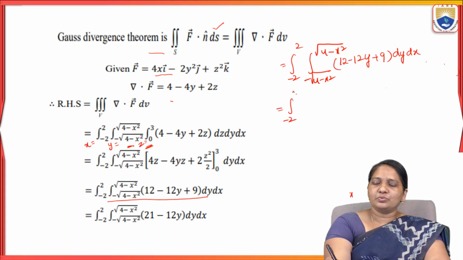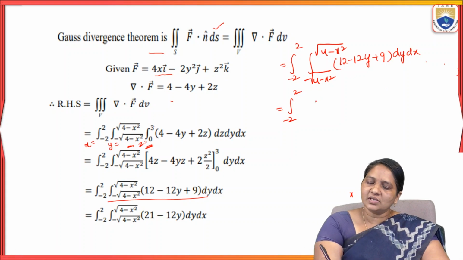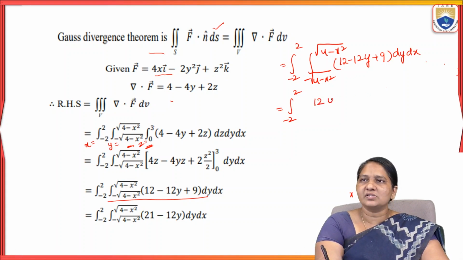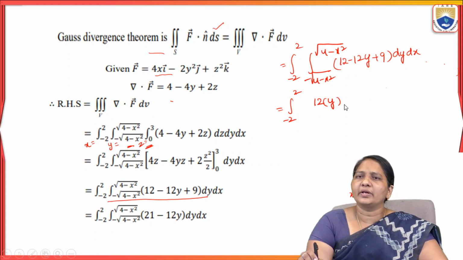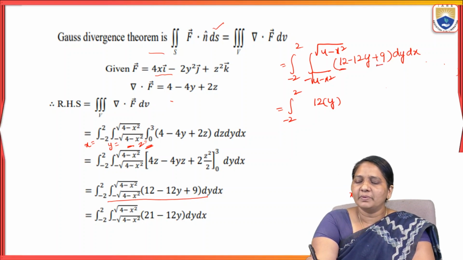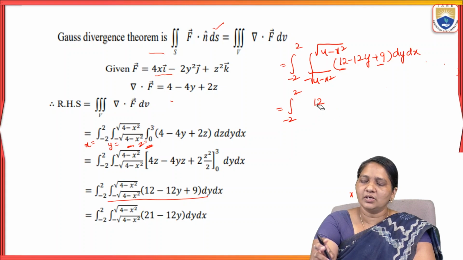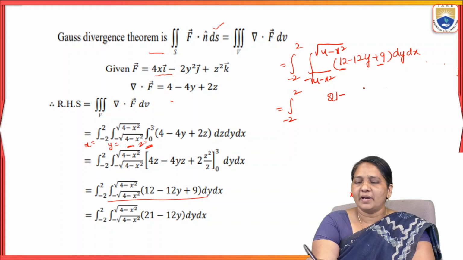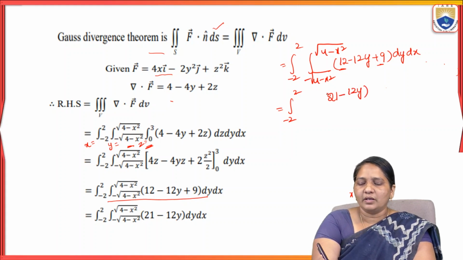So minus 2 to 2. Here 12 is the constant. Integral dy is y. And one more important point here I can tell you: based on the simplification we can do the problems here. So first, 12 plus 9 is the constant, so we can do the simplification here. This is 21 minus 12y.